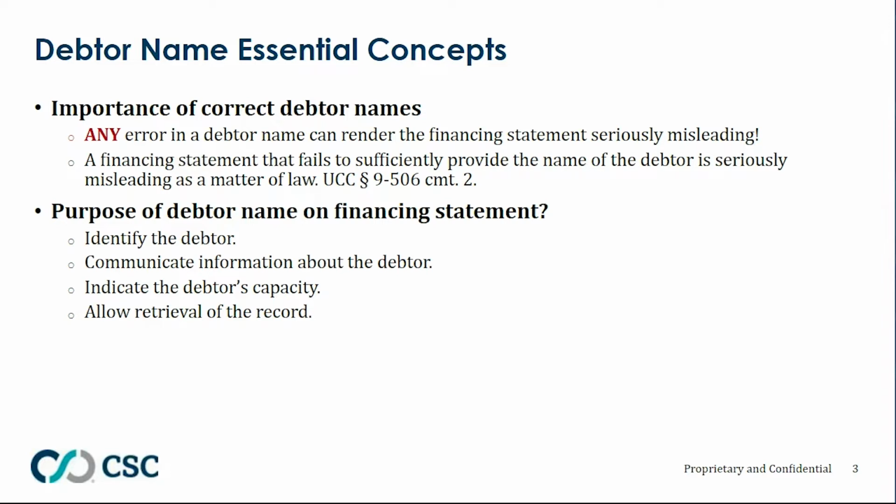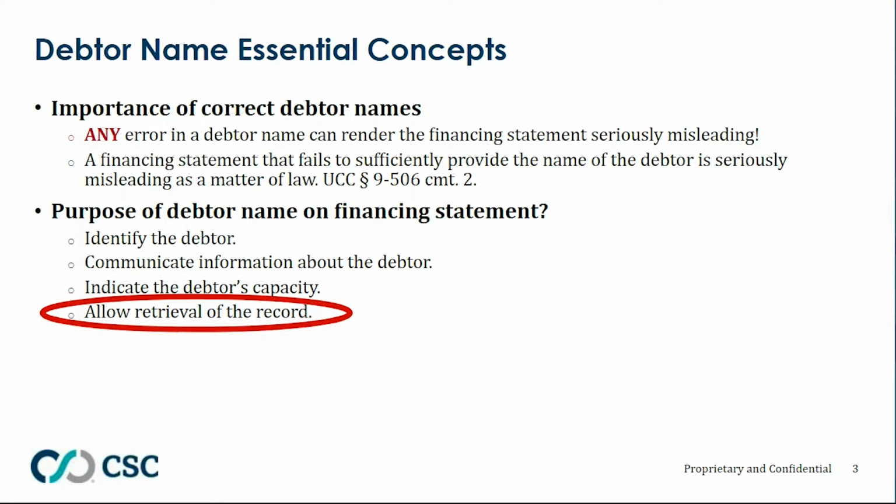The sole reason for the debtor name on a financing statement is to allow retrieval of the record using clear and consistent search rules. That is the only purpose of the debtor name. And for that reason, the debtor name rules are very specific, because they're there to allow retrieval of the record, and variances in the debtor name can prevent the finding of the financing statement.